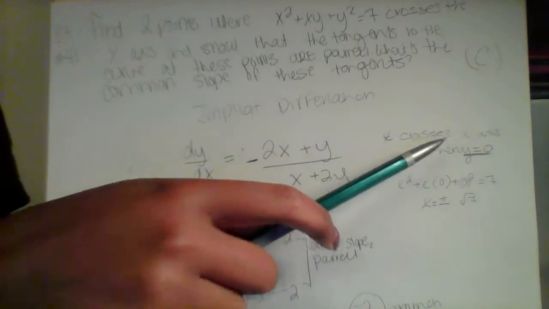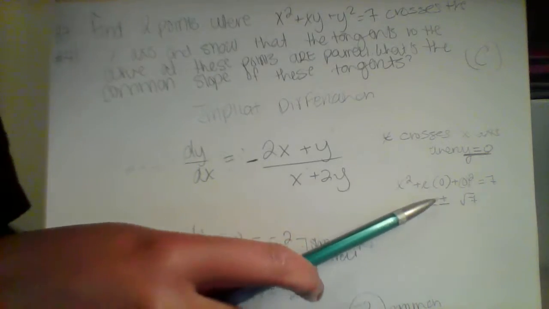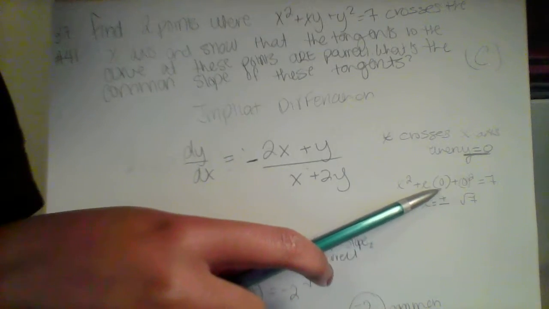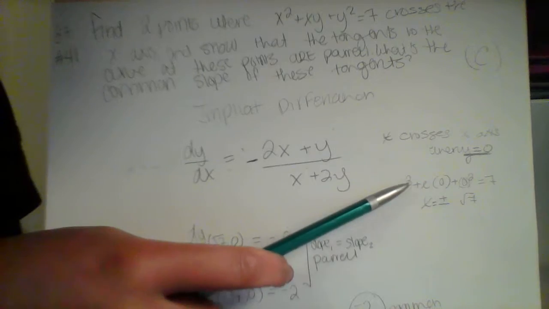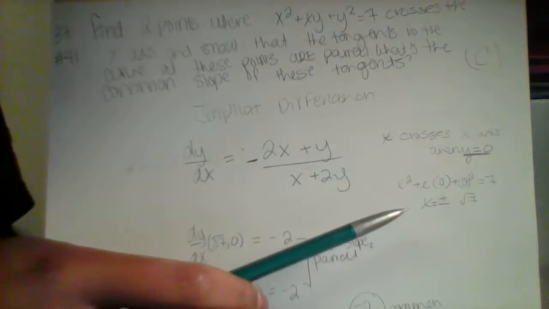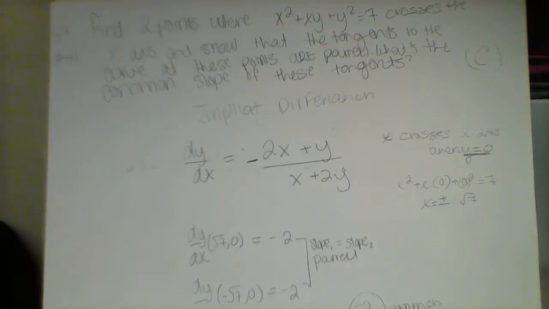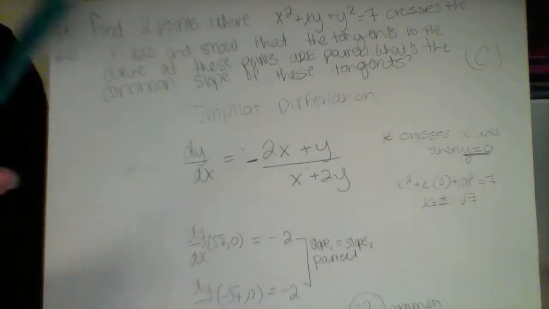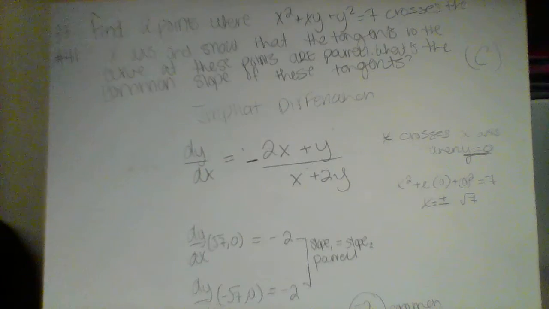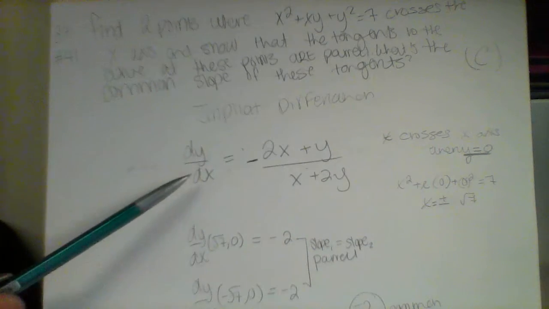And we know that when a function crosses the x-axis, y equals 0. So to get this, we just plug in 0 to the original equation for all of your y's. So you'll get x squared plus x times 0 plus 0 squared equals 7. And then you'll get x equals plus or minus square root of 7. You got to remember with square root, it needs to be plus or minus because the number on the inside can be plus or minus. And now you would just plug your plus or minus square root of 7 into your dy over dx.